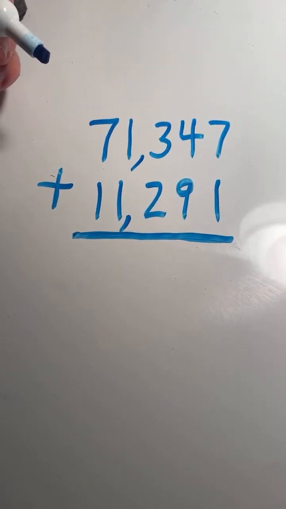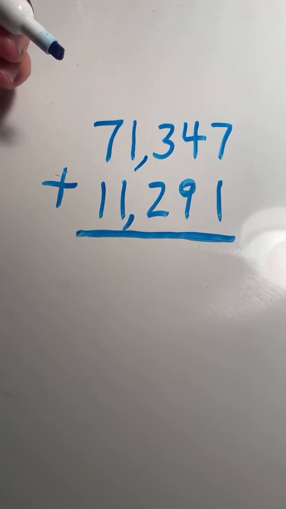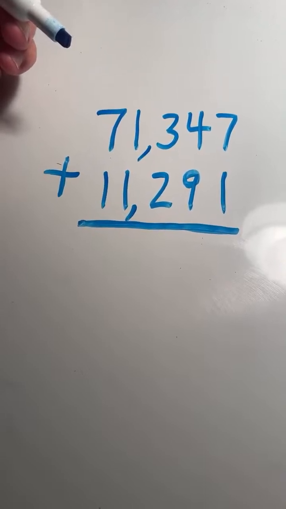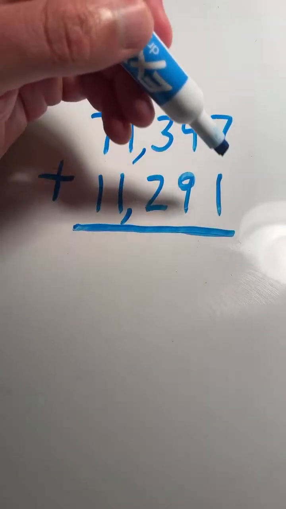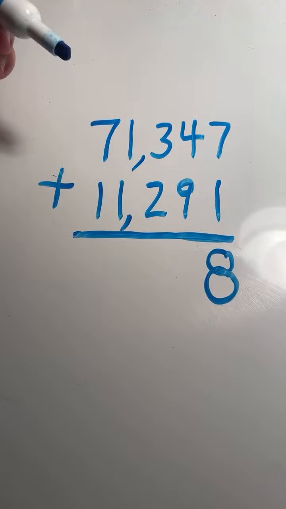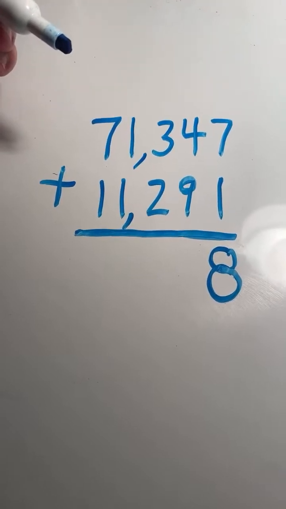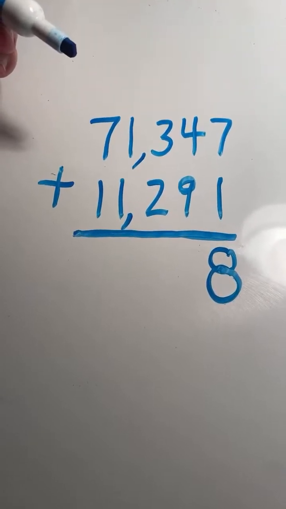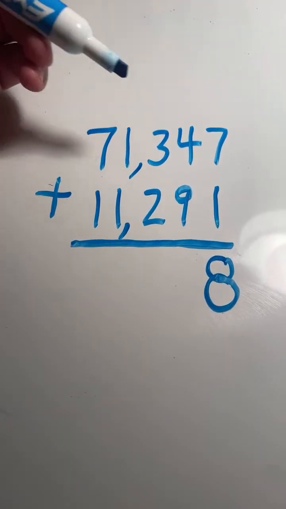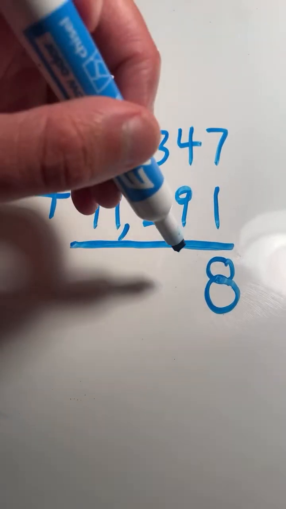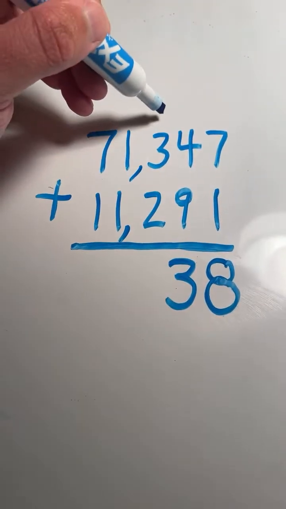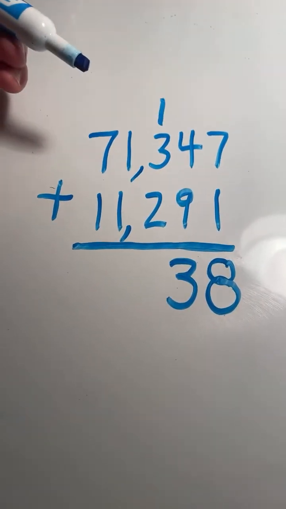All right. Next example, 71,347 plus 11,291. So we always start in the ones place. 7 plus 1 equals 8. We do not need to regroup there since our sum is less than 10. It's a coincidence, but 4 plus 9 has been ending up in the tens place a lot. 4 plus 9 equals 13. The 3 in 13 goes in the tens place. The 1 in 13 gets carried over to the hundreds place.